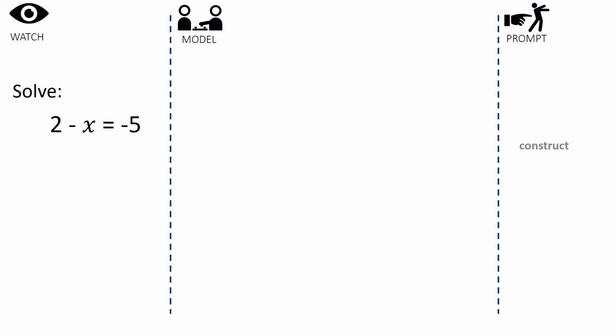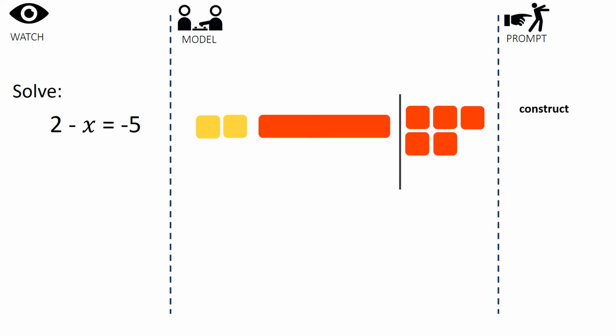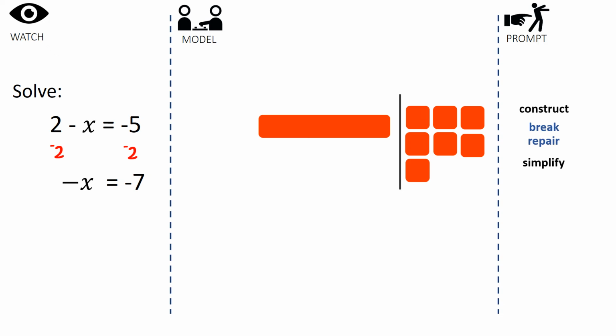Okay, so in this example, what we're introducing is this idea of the -x, so the red bar. We still need to break the equation, isolate the variable with a -2, 2 reds. We need to repair the equation by adding the 2 reds onto the right-hand side as well. And after simplifying, we don't have any zero pairs on the right. We just have a total of 7 negatives. We get an answer of -x equals -7.